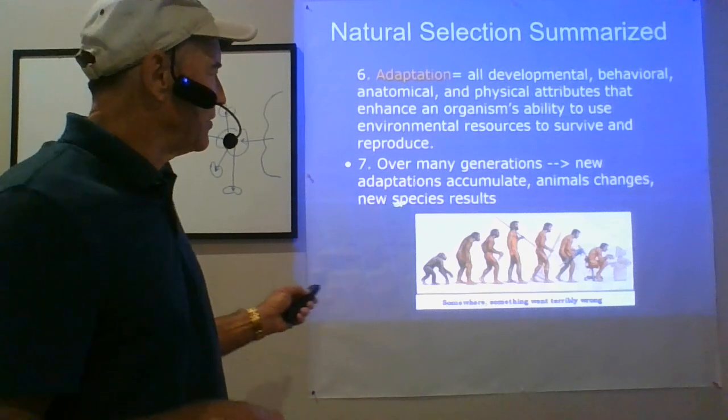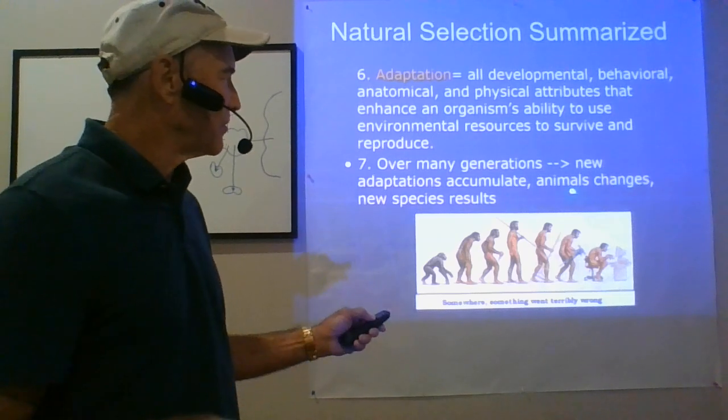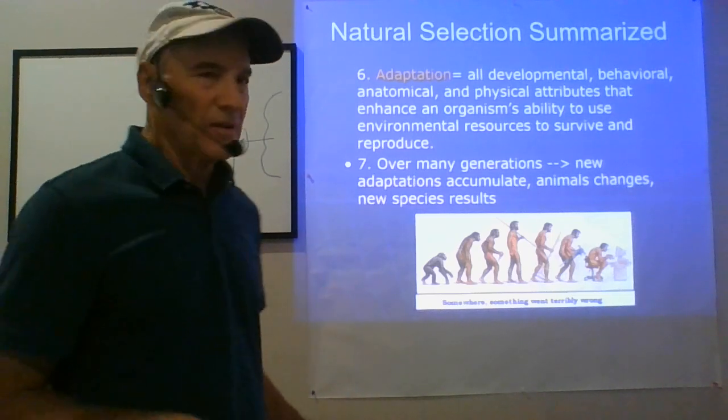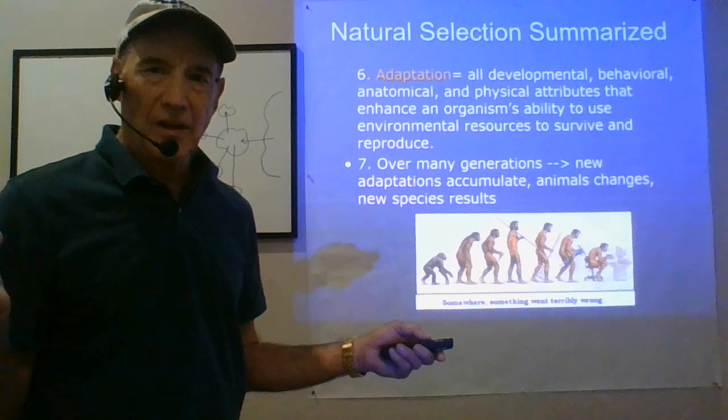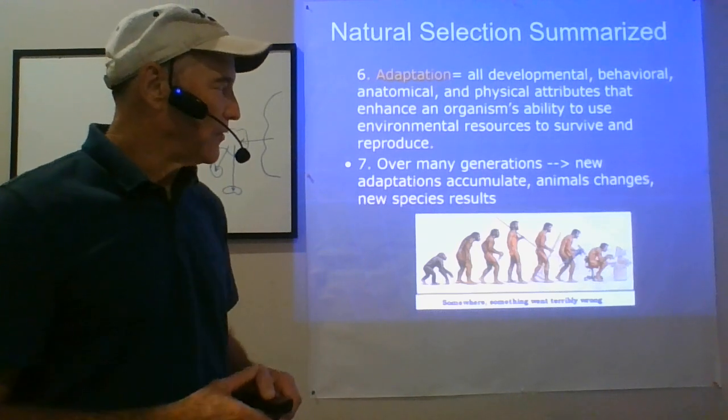It happens over many generations. New adaptations develop, accumulate, animals change, new species. If they change enough that they can't reproduce with one another, they're a new species, and that's how species developed.